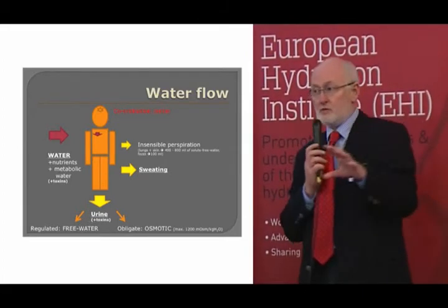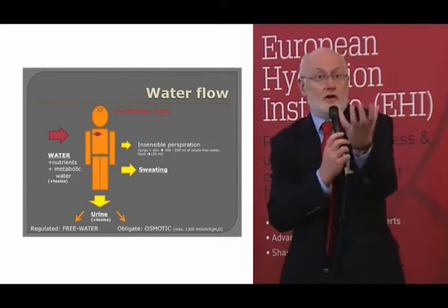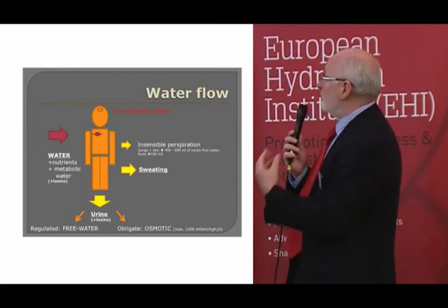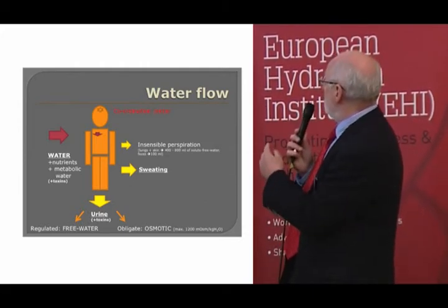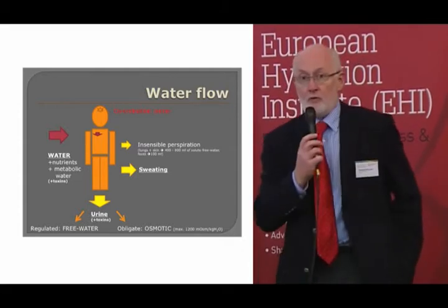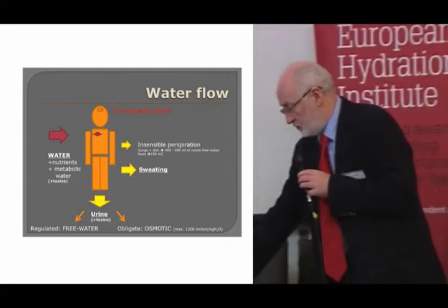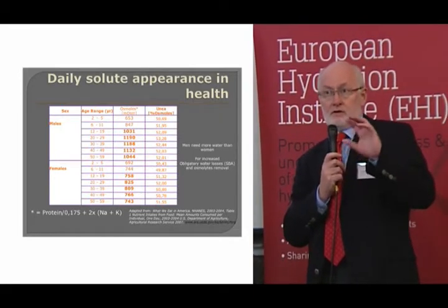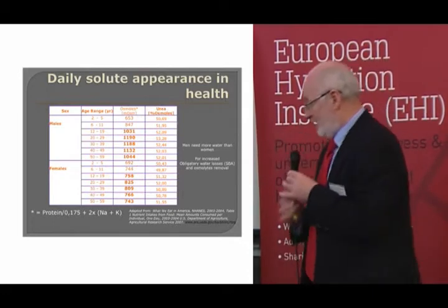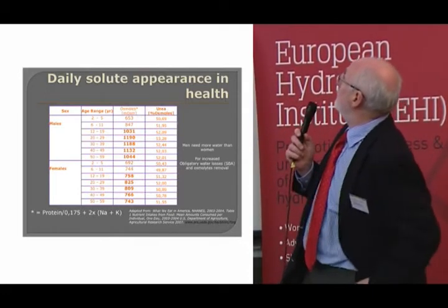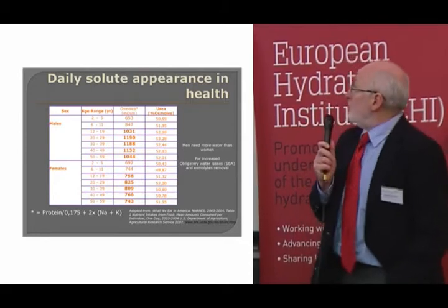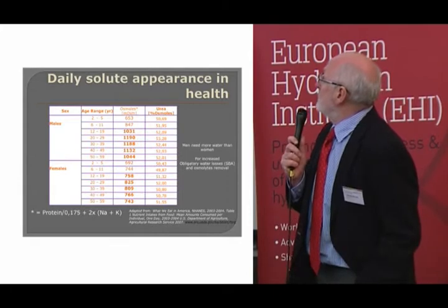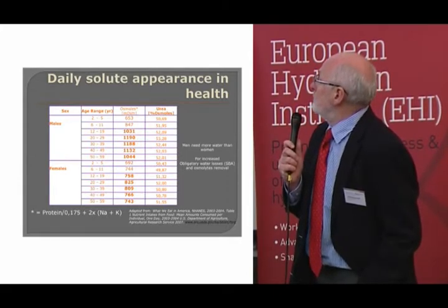We look at this human being as a container of water with some solutes inside, and the solutes can be excreted, removed from the body, with the speed of 1200 milliosmoles per kilogram of urine. And the average adult man produces every day 1200 milliosmoles, more than the average adult woman, who produces something like 750, 800 milliosmoles per day.